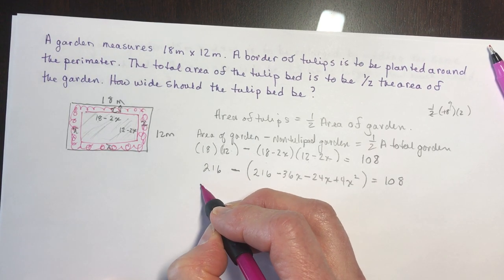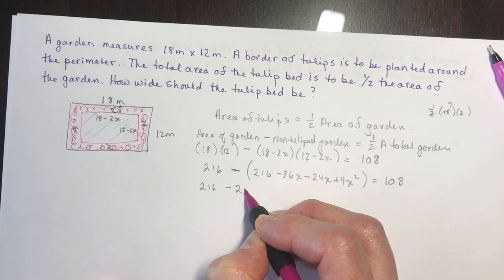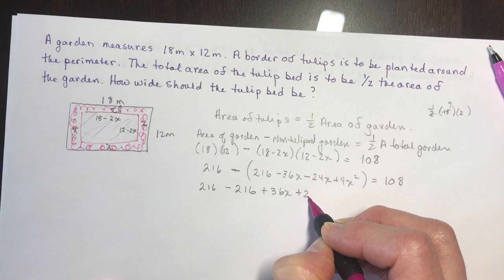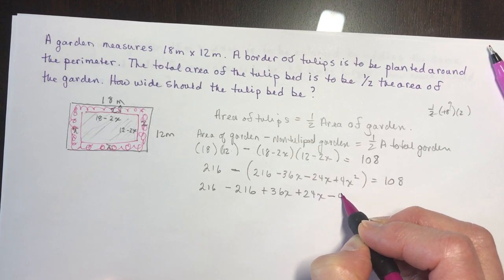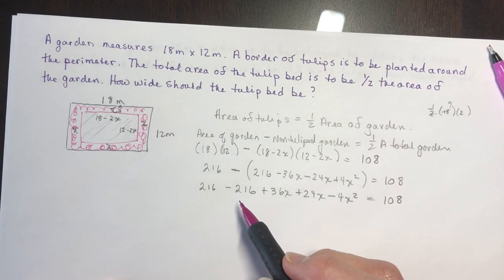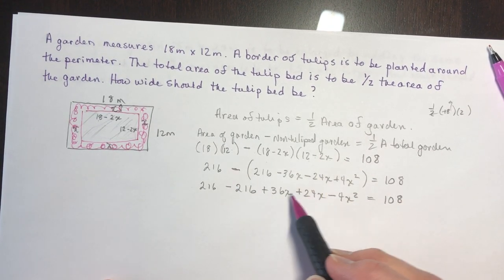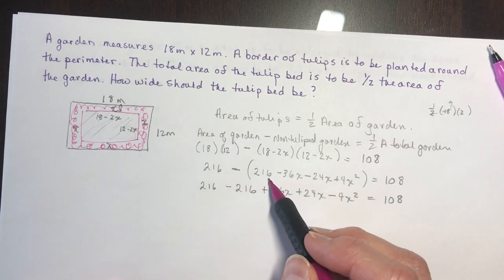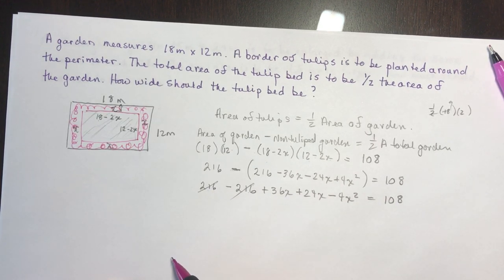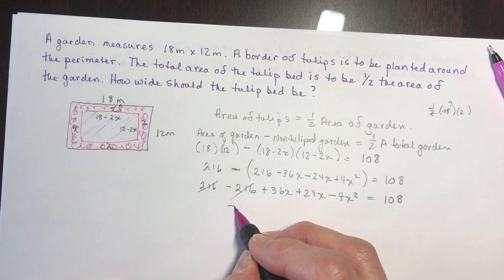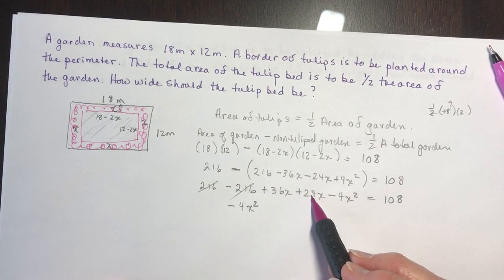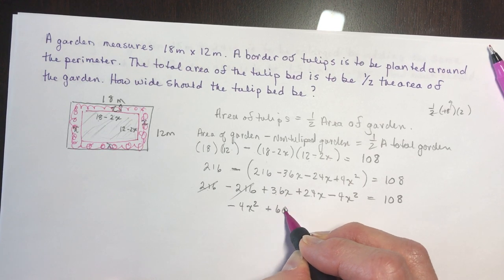So 216, we'll write out every step here, minus 216 plus 36x plus 24x minus 4x squared equals 108. Okay, so don't rush when you have something that's this complicated. Don't rush and end up making a mistake with this minus sign. So 216 minus 216, that's done. So I have minus 4x squared, so I'm going to write it in descending order. And 36 plus 24 is 60.